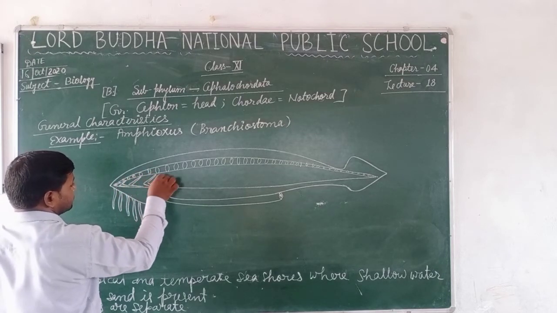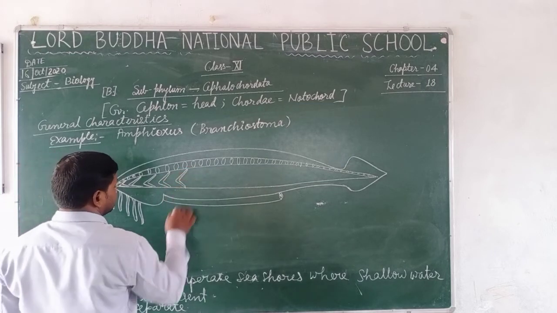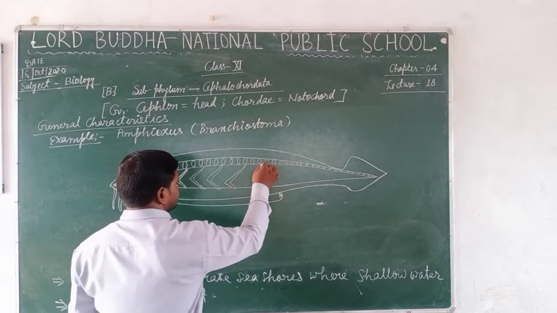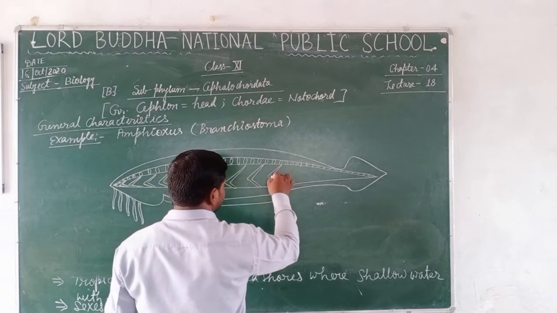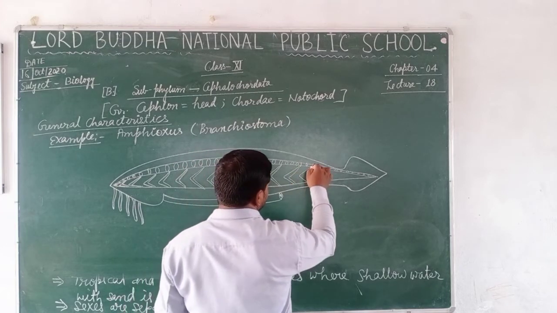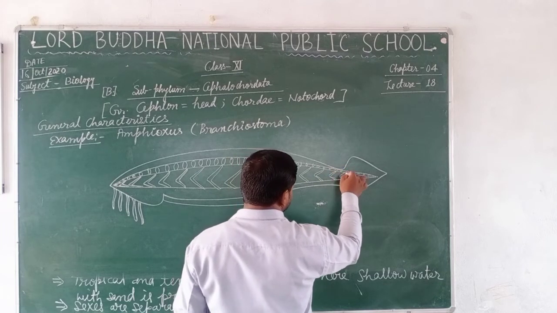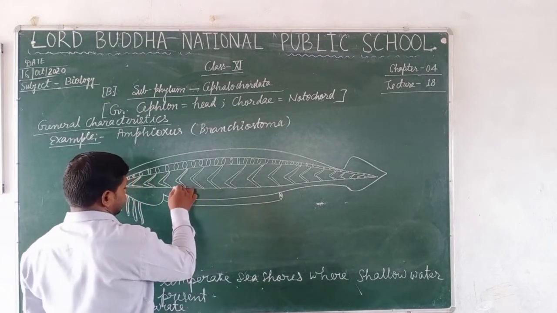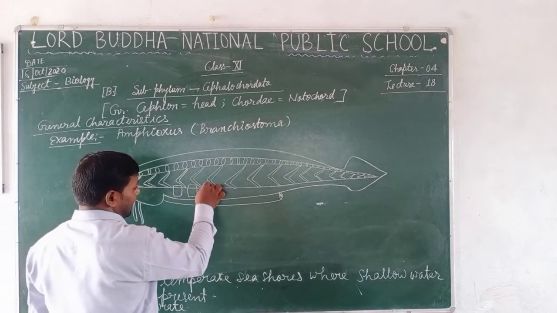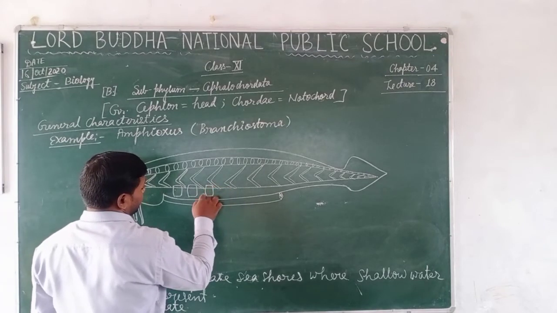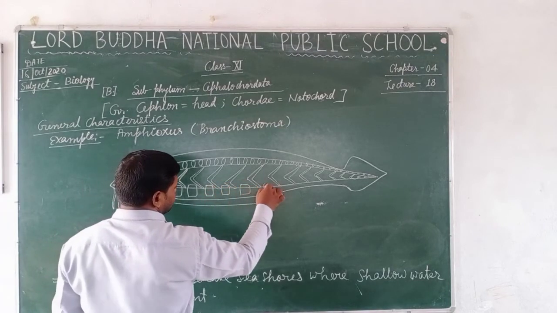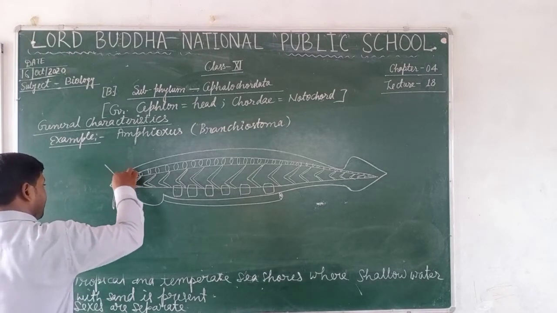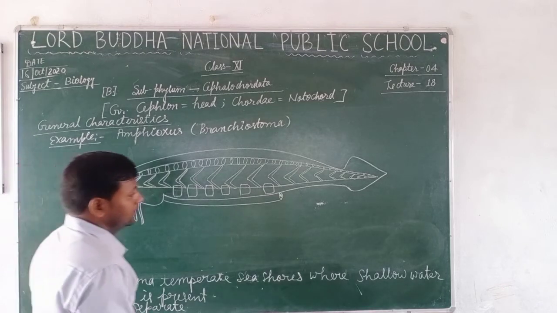Vertebrae or vertical column. A number of vertebrae are present in the vertical column. This is the presence of gonads. Yes, students, the gonads are present in the trunk region of the body. Now, students, we are going to describe the structure and label the diagram.